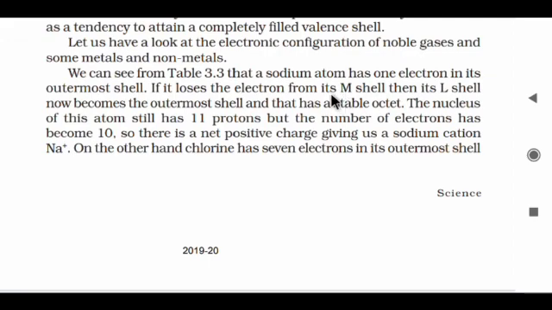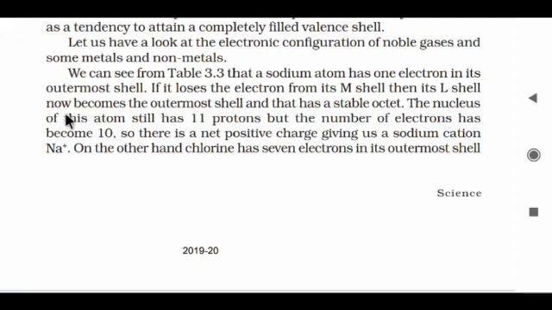If the outermost shell loses the one electron, then the outermost is the M shell, so L will become the outermost shell and it will have 8. That's why here is the word octet. Somehow, all elements do this reaction and become stable.